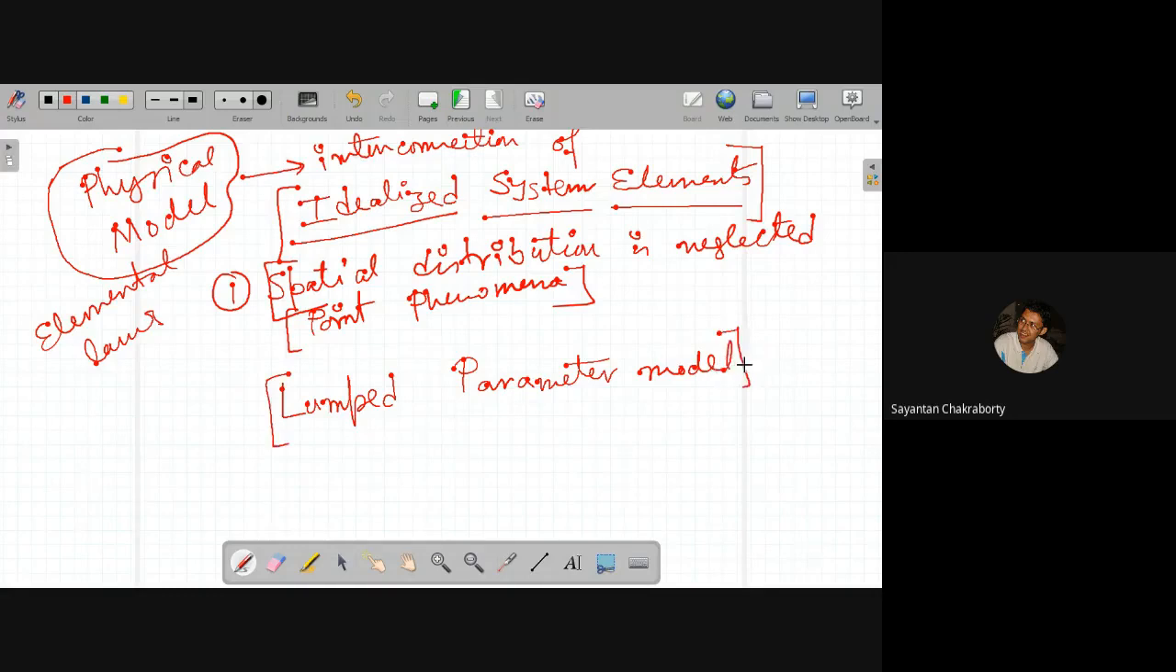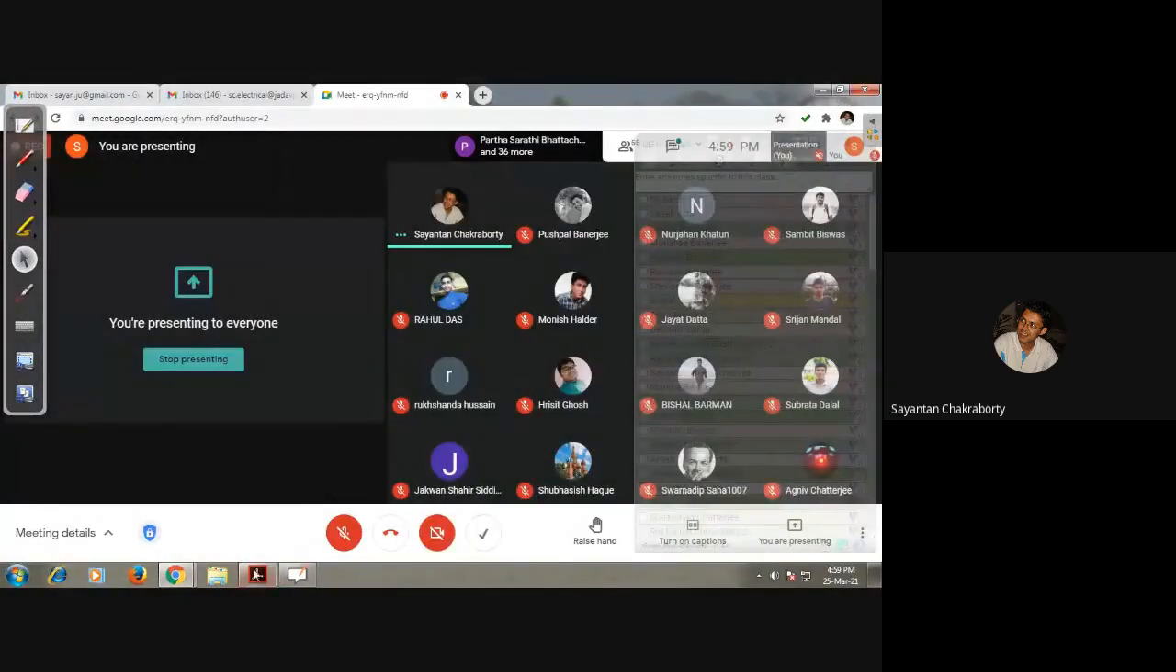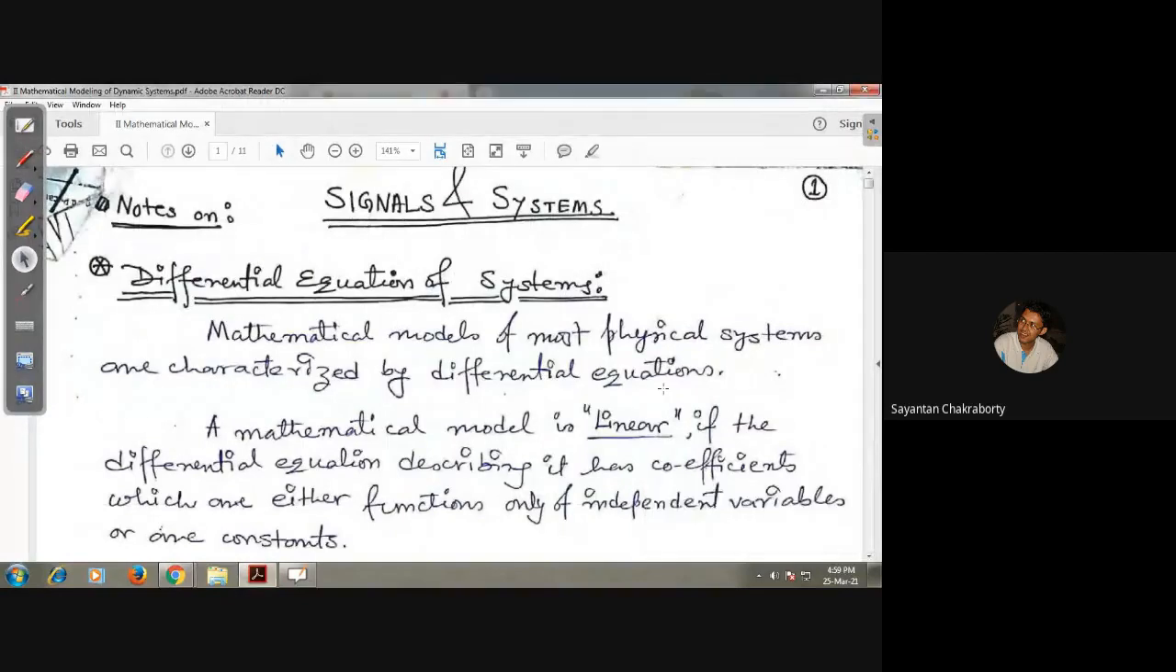So our first objective will be to neglect the spatial distribution and consider the system element to be described by a lumped parameter model. The second point, I think I'll show you, I have a written note over here. I'll show you from this itself.